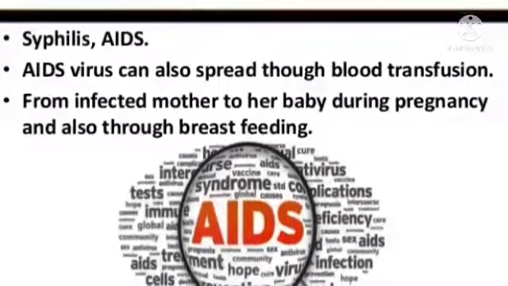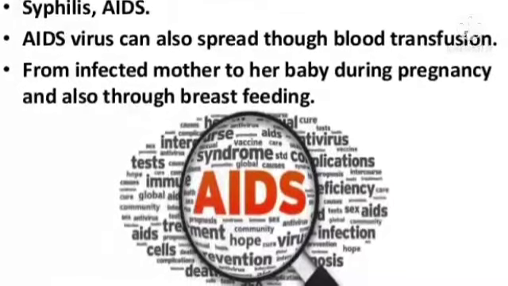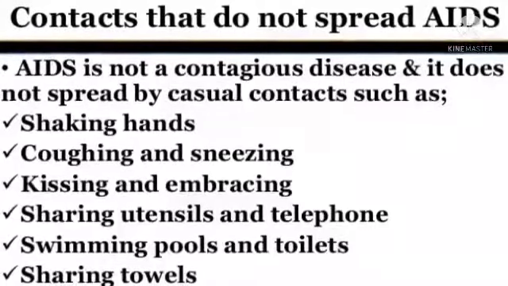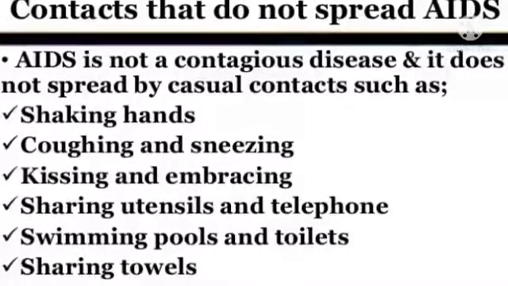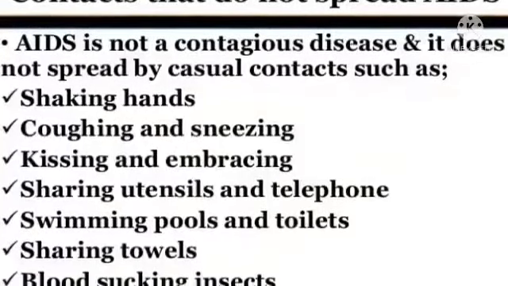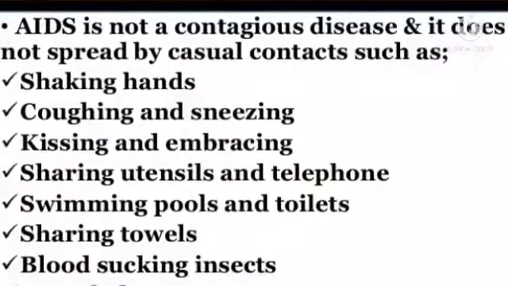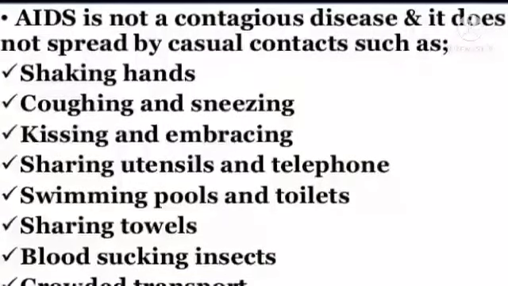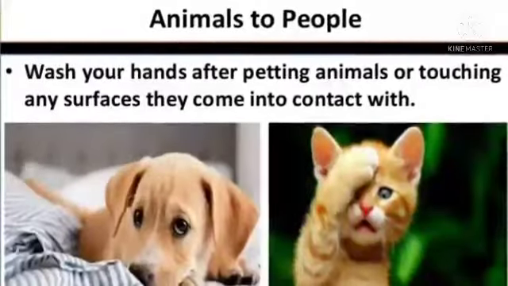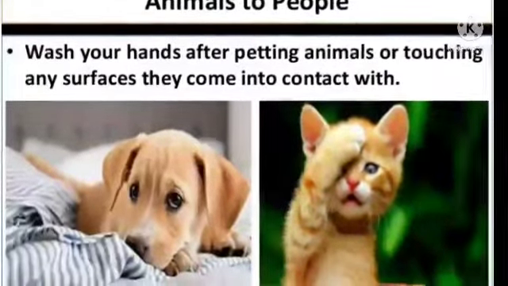AIDS virus can also spread through blood transfusion, from infected mother to her baby during pregnancy and also through breastfeeding. Contacts that do not spread AIDS. AIDS is not a contagious disease and it does not spread by casual contacts such as shaking hands, coughing and sneezing, kissing and embracing, sharing utensils and telephone, swimming pools and toilets, sharing towels, blood-sucking insects, crowded transport. Animals to people. Wash your hands after petting animals or touching any surfaces they come into contact with.